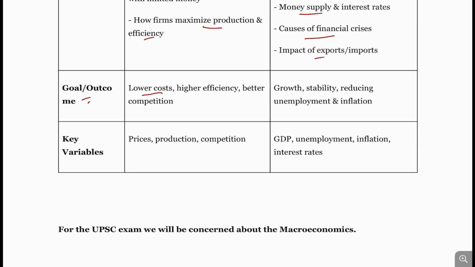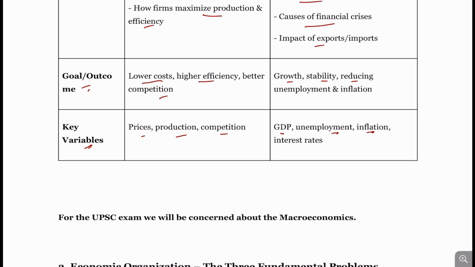It is to lower the cost for the individuals, to increase the efficiency and competition. While in macroeconomics, growth, stability, and reducing the unemployment rate are the major focus of the government, of the national body, right? The different variables used are prices, production, and competition, etc. These are the variables that are used in order to take a decision. While in macroeconomics, GDP, unemployment rate, and inflation, etc., are the rates used by the economic agents in order to arrive at a decision, right?